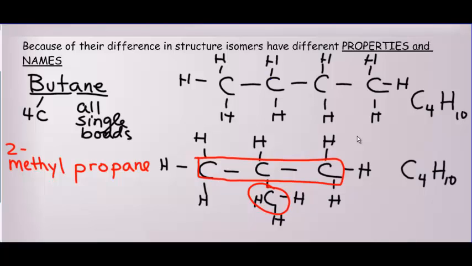So these are isomers of each other because they have a different structure, and therefore they will have different properties. They will react differently, but they have the same numbers of all the atoms. They both have the same molecular formula, the same empirical formula. They both have 4 carbons and 10 hydrogens. Okay? So these are isomers of each other.